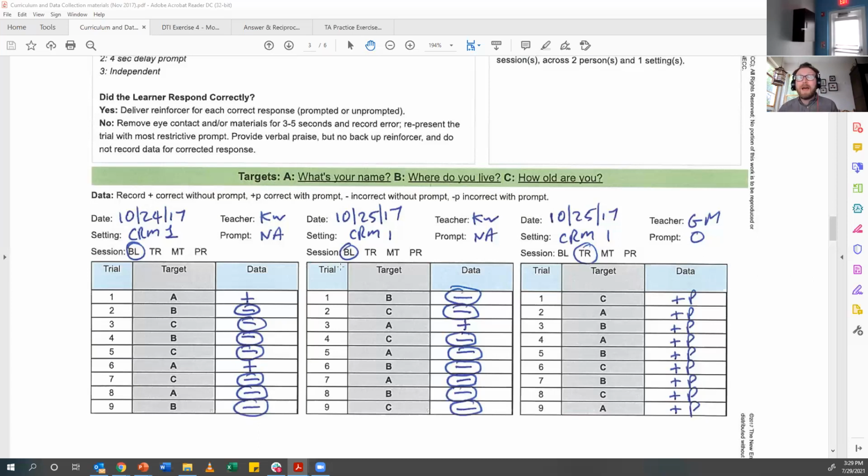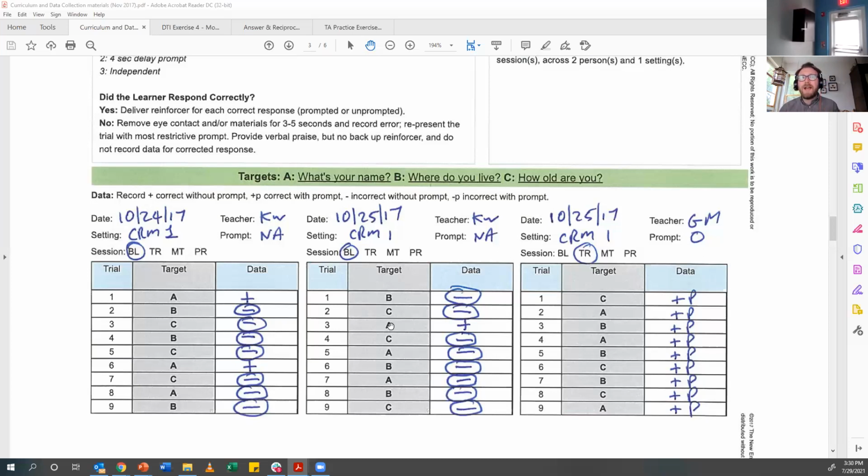In the second baseline session, he responded correctly in 1 trial of our 9 trial teaching session, okay? So 1 out of 9 correct. Clearly, our student does not have the skill. He cannot answer these 3 questions correctly and consistently. So we're going to teach him, okay?